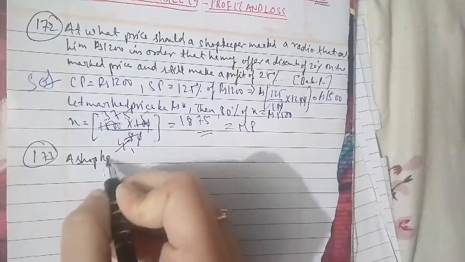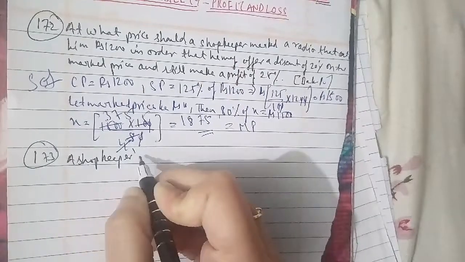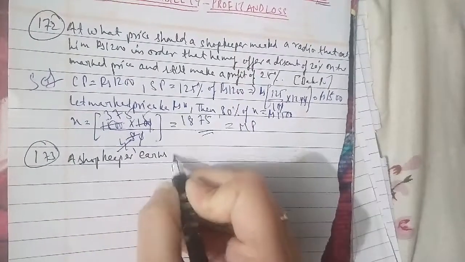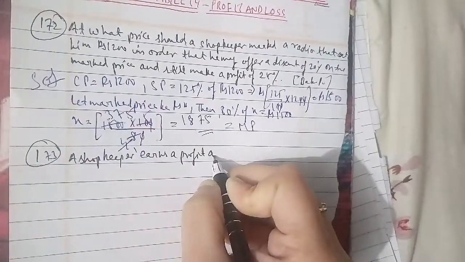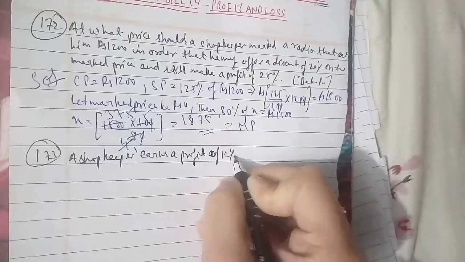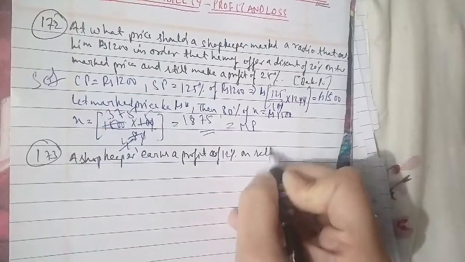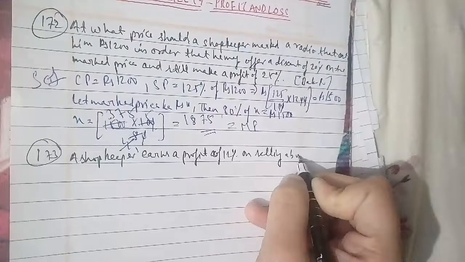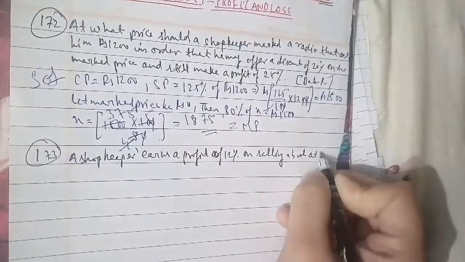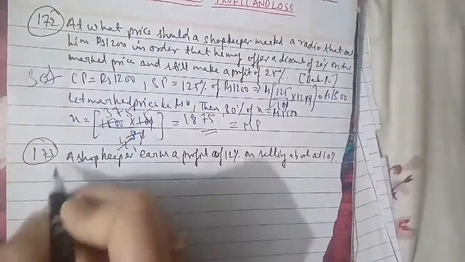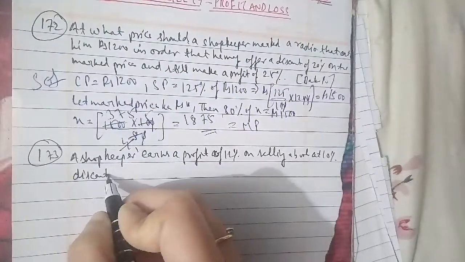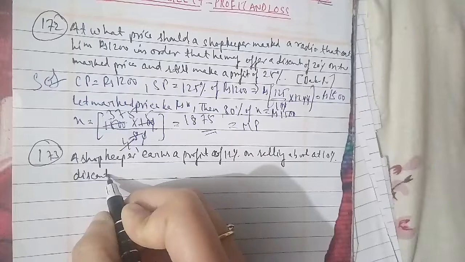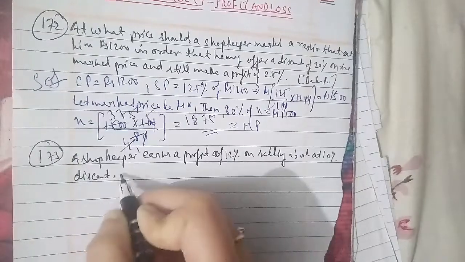A shopkeeper earns a profit of 12% on selling a book at 10% discount on the printed price.